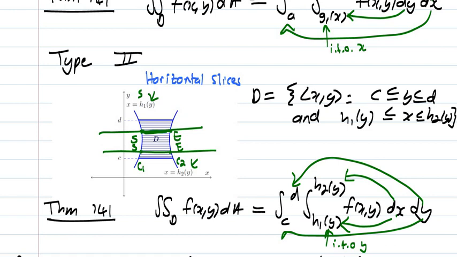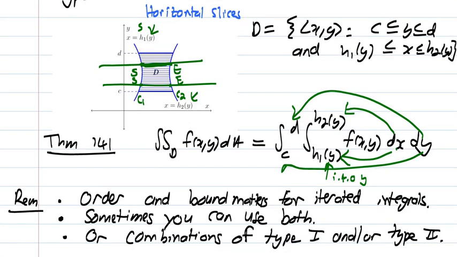However, you see in both cases that the first integral that you write down has to have numbers. So the type 1 was the integral from a to b, and this one is the integral from c to d. So notation really matters. So make sure if you do these questions that, depending whether it's type 1 or type 2, you write the double integral correctly as an iterated integral with the correct order and with the correct bounds. Alright? And this is part of my remark. Order and bounds matter for iterated integrals.